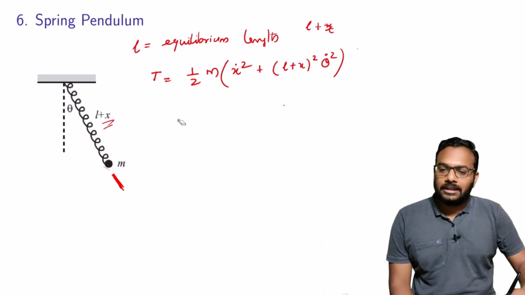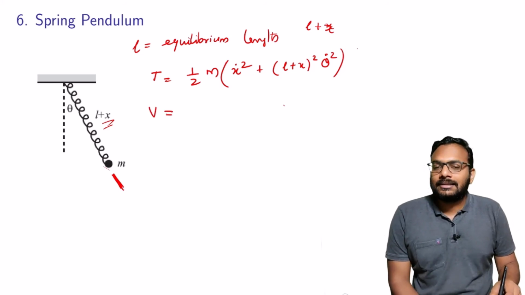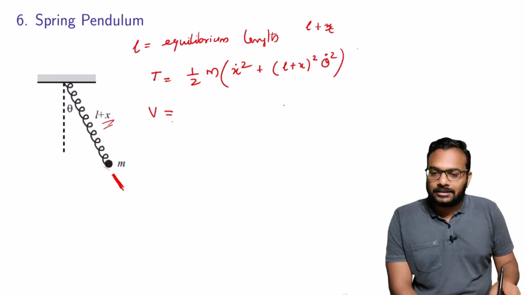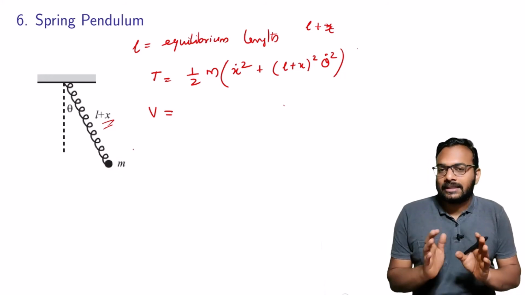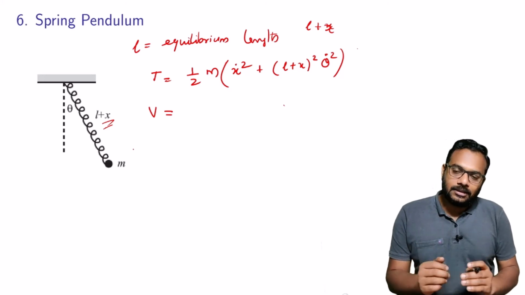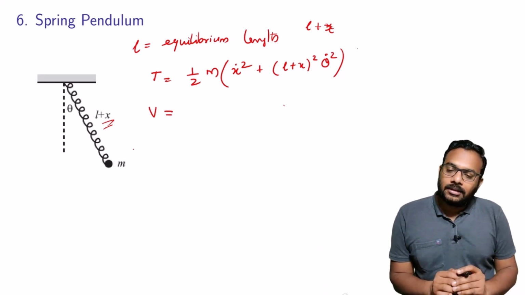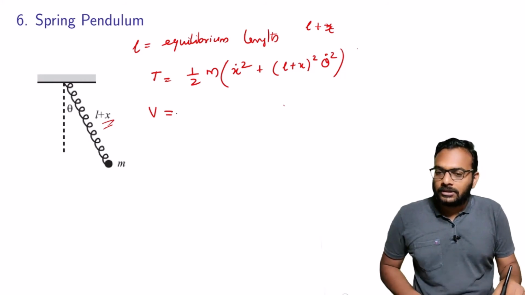So that's T, and what's V? The potential energy. Since it's an energy, you can just write it as the sum of all the energies. There are two contributions to potential energy: one is the gravitational potential energy, and the other is the potential energy of the spring.